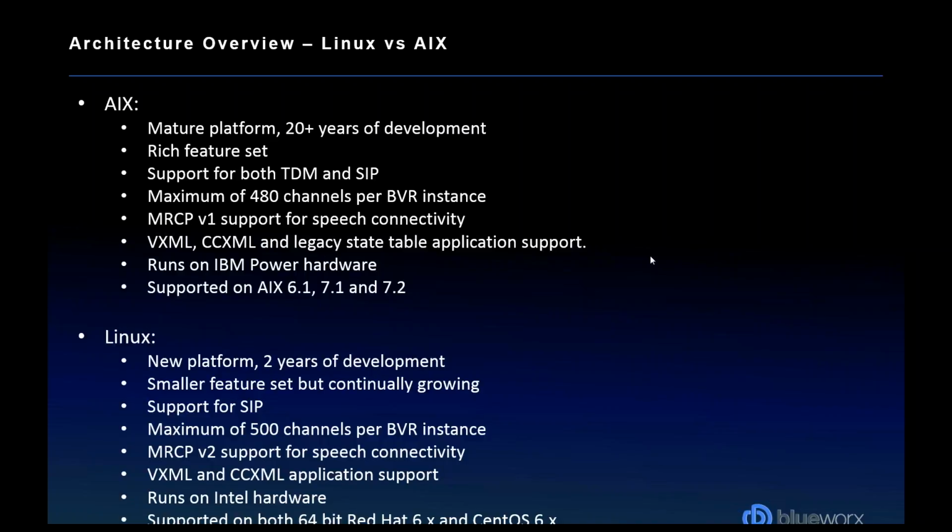As I mentioned, MRCP version 2 supports, again, VoiceXML and CCXML. And Dean's already said it runs on Intel, it runs on Power, it runs on System z, it runs on Raspberry Pi. But the main selling point is the difference between it running on Intel rather than on Power hardware. And again, highlighting 64-bit Red Hat 6.x and CentOS 6.x.